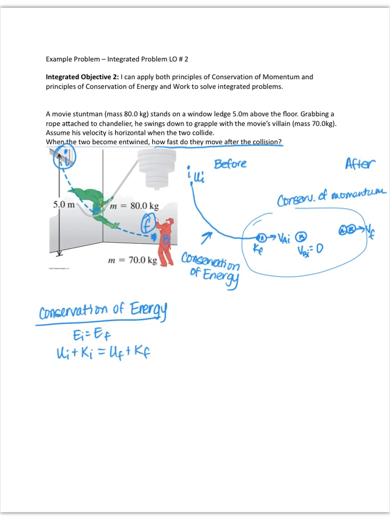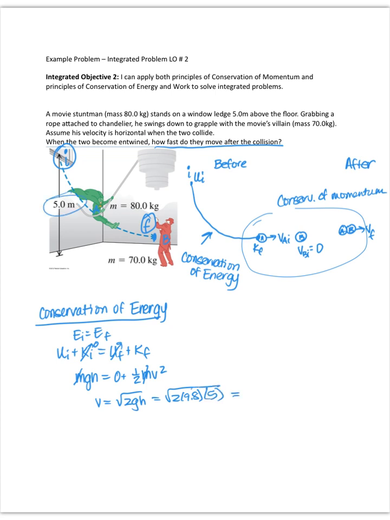Initially, he's just starting from rest, so he doesn't have any kinetic energy. His potential energy will be given by mgh. When he goes to his final point, he doesn't have any potential energy. He has all kinetic energy. So this is a situation where all potential energy is converted into kinetic energy. Notice the mass of the stuntman is irrelevant, and if we solve for velocity, it's the square root of 2gh. So g, of course, is 9.8, and he left from a height, here we see, of 5 meters.